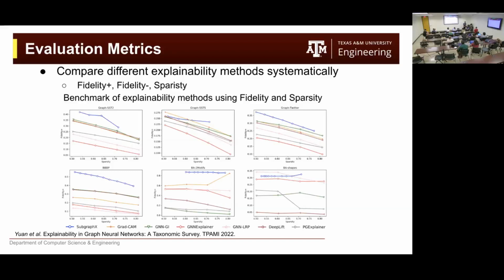The fidelity score is the probability drop when we mask the explanation on the input graph. So we put the original input graph into the model, we have a prediction score, and then we take the explanation results to mask the original graph and put that into the model. We have another prediction score, and the probability drop is the fidelity score.